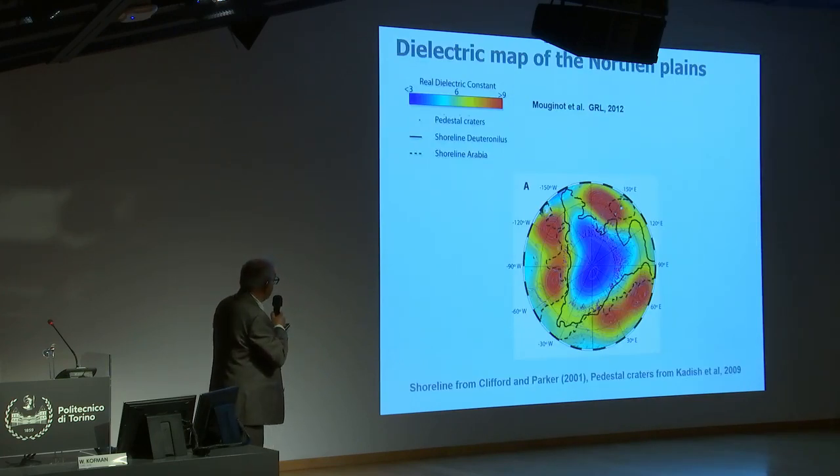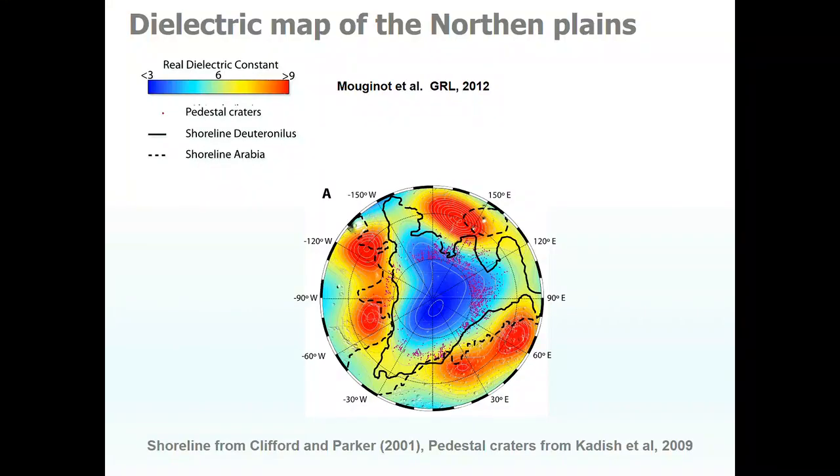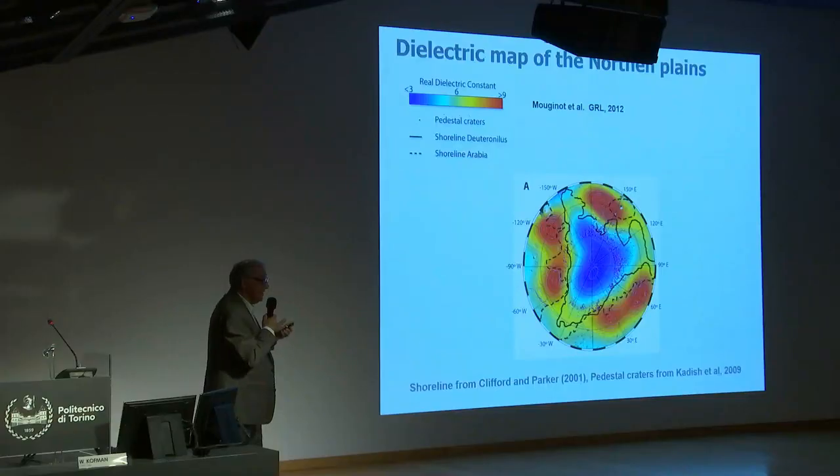we have plenty, in fact, of water in the mid-latitude. This is a plot from a paper we wrote many years ago now, and this is the dielectric constant of the northern plains on Mars. And you see that this dielectric constant is less than 3. This indicates, from the measurements we can make in radar, that there is plenty of water ice inside the surface. It's mixed, of course, with regolith, etc. But these real dielectric constants indicate that there is water there.